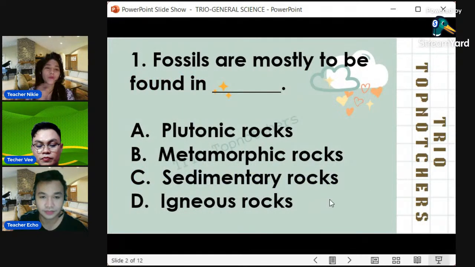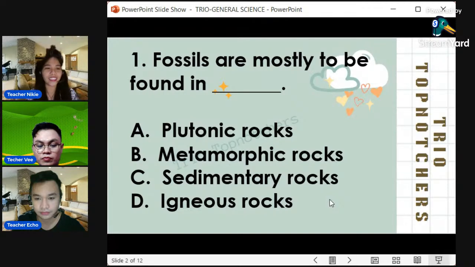Okay. So, number 1 po, fossils are mostly to be found in blank. Saan ba mostly makikita yung mga fossils? Anong kind of rocks ba yun? Sagot-sagot po kayo mga katreo. Is it letter A, plutonic rocks? Letter B, metamorphic rocks? Letter C, sedimentary rocks? Or letter D, igneous rocks? Ano kaya yung tamang sagot dito?